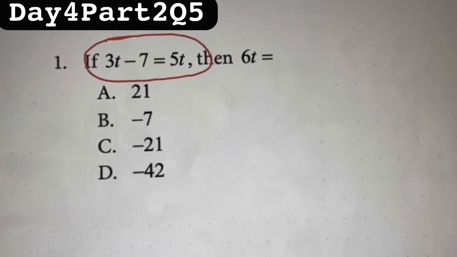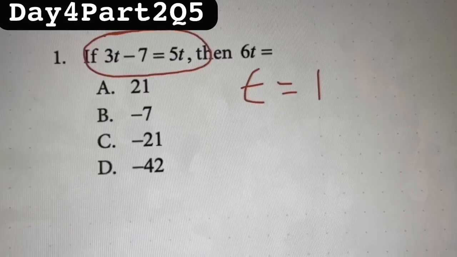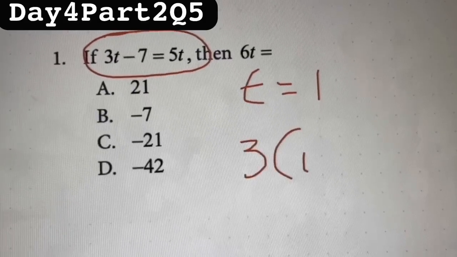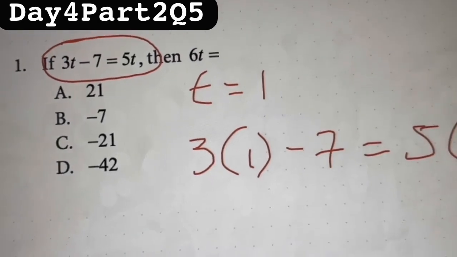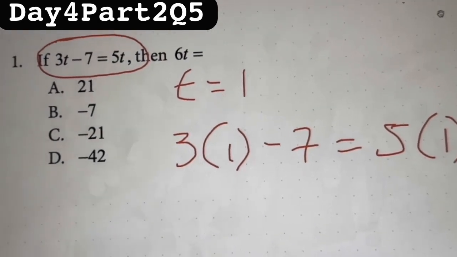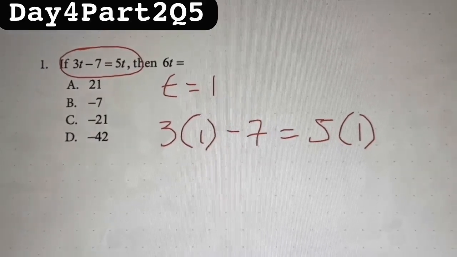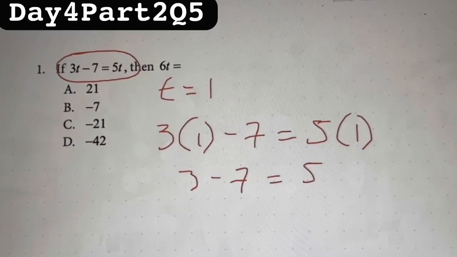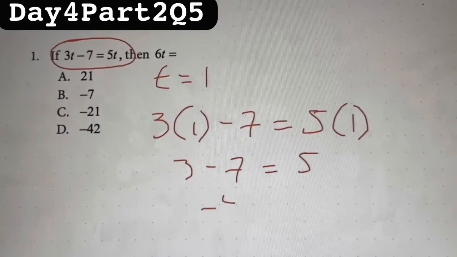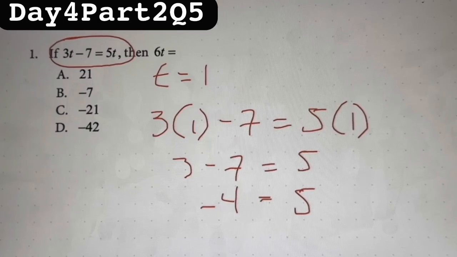So I'm going to plug in a 1 for t to start. When t equals 1, I can rewrite this equation as 3 times 1 minus 7 equals 5 times 1. Let's simplify this. 3 times 1 is just 3, minus 7 gives us negative 4, and 5 times 1 is 5. Simplified, I get negative 4 equals 5, which obviously is not a true statement. Not even close.